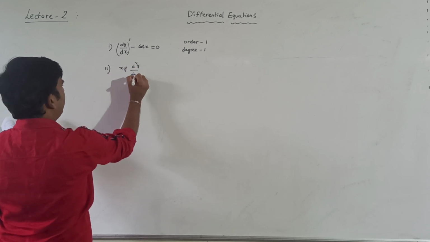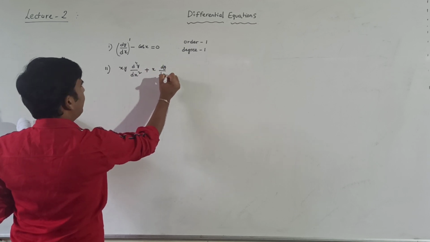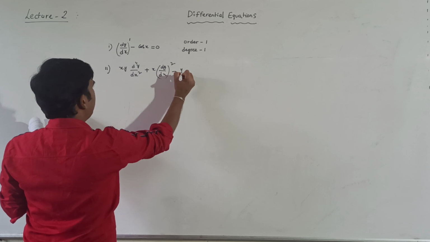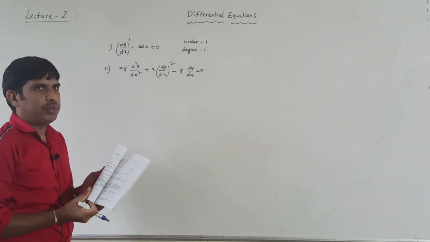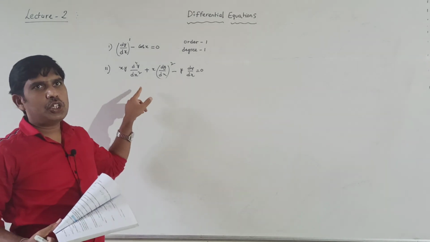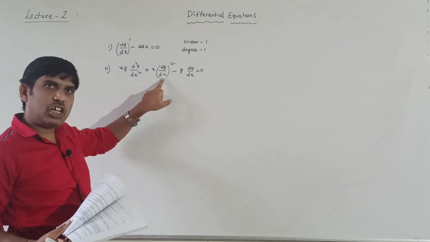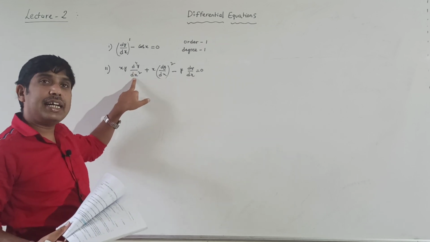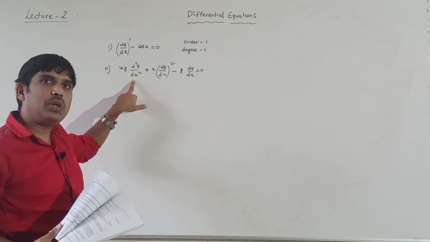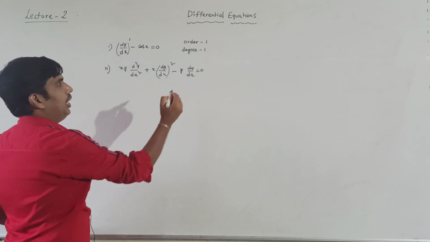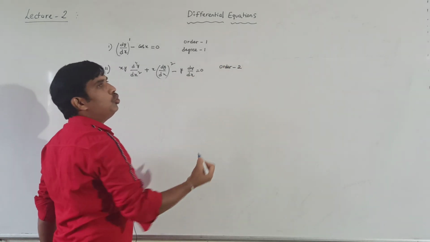xy d square y by dx square plus (x dy by dx) whole square minus y dy by dx is equal to 0. If you observe here, this is a first order derivative, this is a first order derivative, this is a second order derivative. So this is the highest order derivative in the given differential equation. Hence the order of this differential equation is 2.